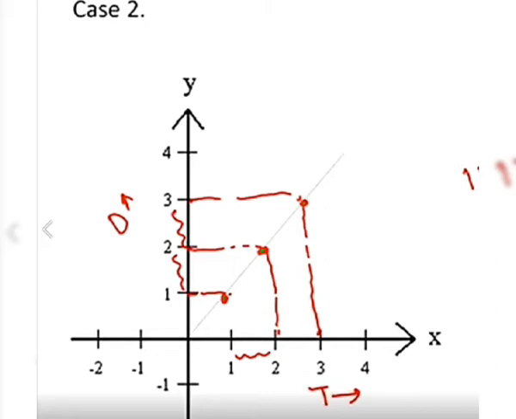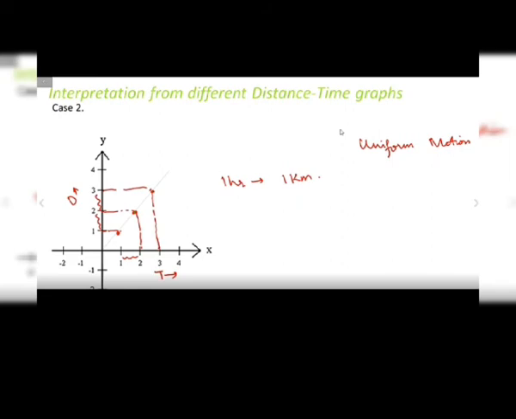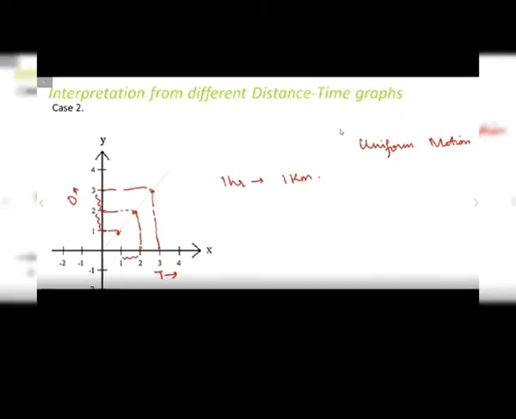So which kind of motion is this? As in every 1 hour, the distance covered is 1 kilometer. This is uniform motion, because equal distance is covered in equal intervals of time. So this graph depicts uniform motion, because the object covers equal distances in equal intervals of time.